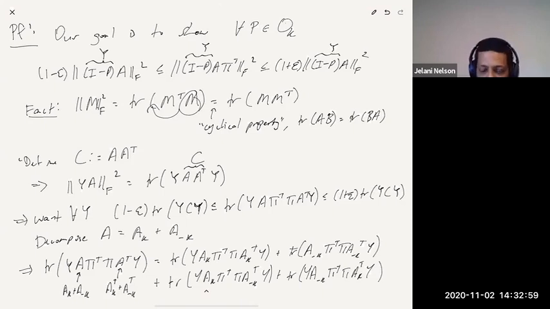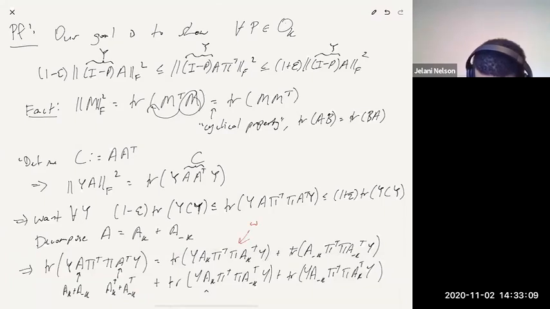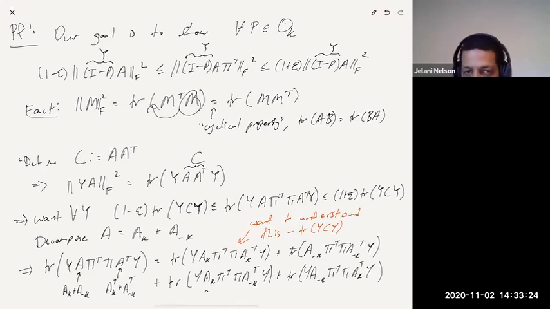So now, remember, I want to understand these 4 terms minus the trace of YCY. And I would like to say that when you look at the difference, it's at most epsilon times the trace of YCY. So I can do the same kind of decomposition for YCY and also get 4 terms. And then now let's look at those 4 differences separately. I'm going to define them now.